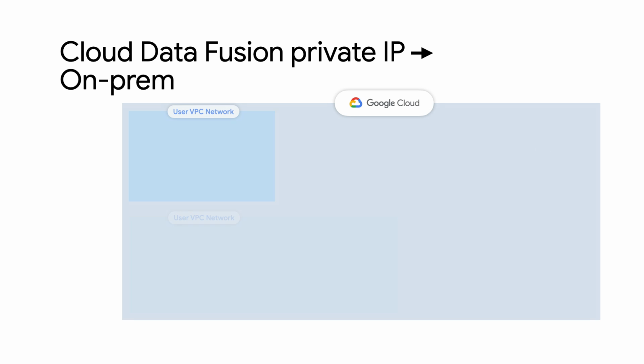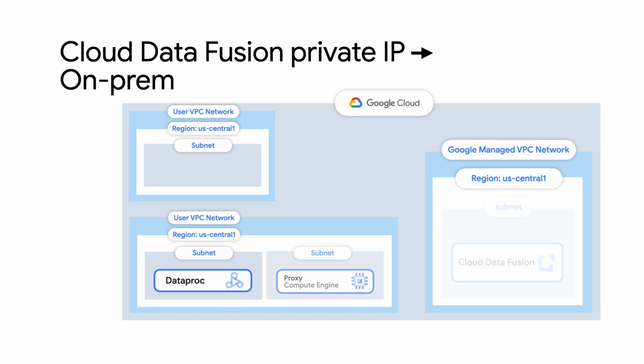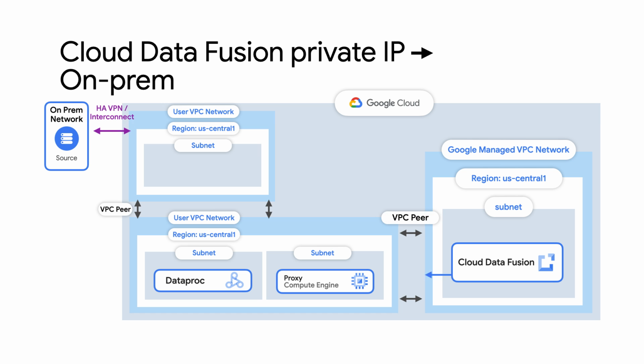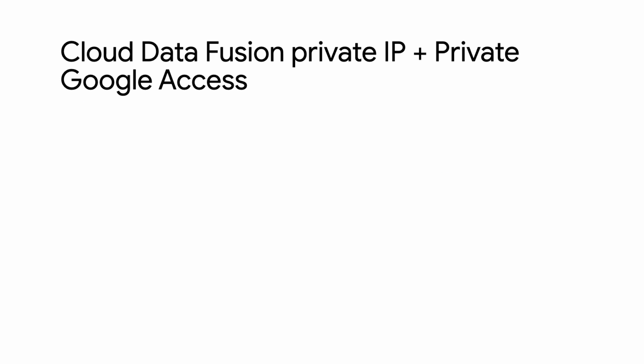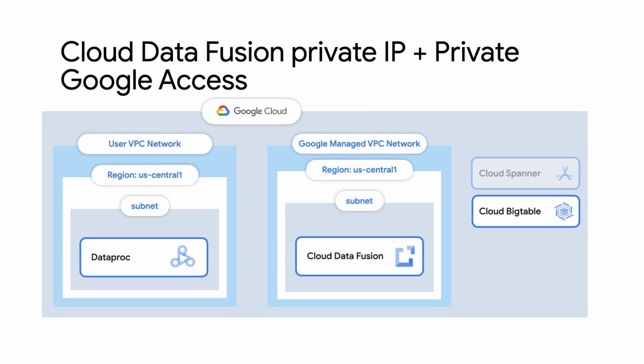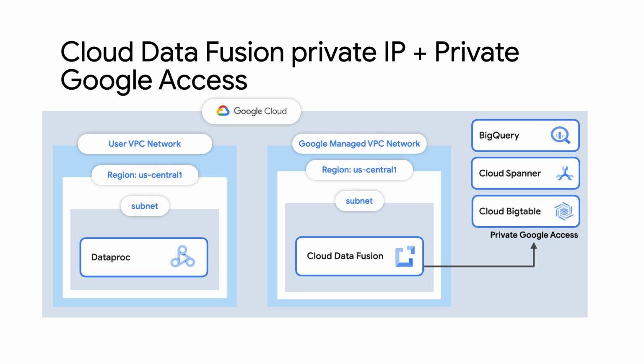If the VLAN or VPN lands in another peered VPC, then you'll need to use a proxy to connect the source to the Cloud Data Fusion instance. When accessing data sources, both public and private instances make outgoing calls to Google Cloud APIs using private Google access.